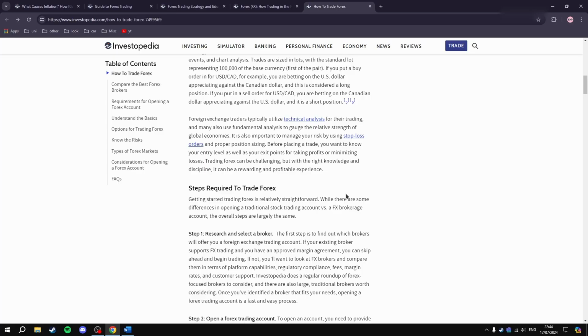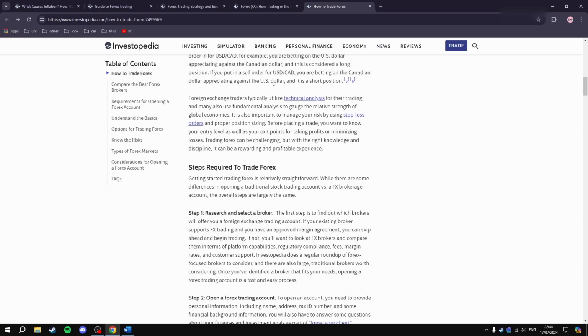If you put a buy order for USD CAD, for example, you're betting on the US dollar appreciating against the Canadian dollar. So if you put a buy order in, you're hoping USD CAD is going to go up. You're hoping it's going to take more CAD to buy 1 USD, therefore USD is strengthening against the CAD. You're betting on the US dollar appreciating against the Canadian dollar. That's a long position.